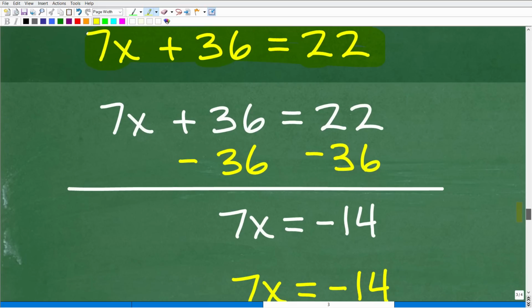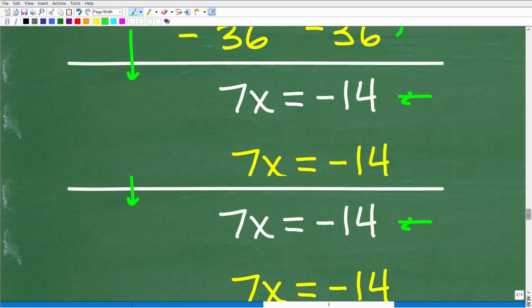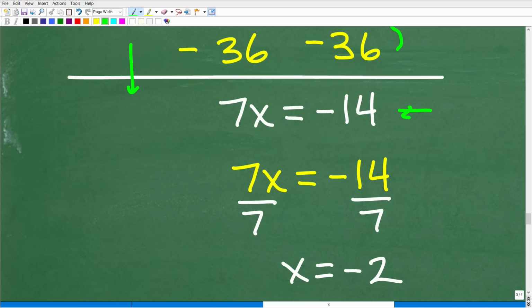So we're almost there. Now we just need to go ahead and subtract 36 from both sides of the equation. We can see that work here. So again, we're adding down. So 7x plus nothing is 7x. 36 minus 36 is 0. And 22 minus 36, we've got to be careful here. We're going to end up with a negative value, negative 14. Okay, so now we're going to go ahead and divide both sides of the equation by 7 to get our variable x. So negative 14 divided by 7 is negative 2.